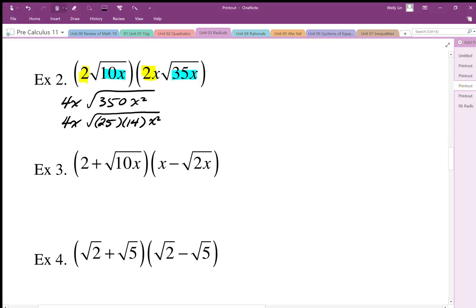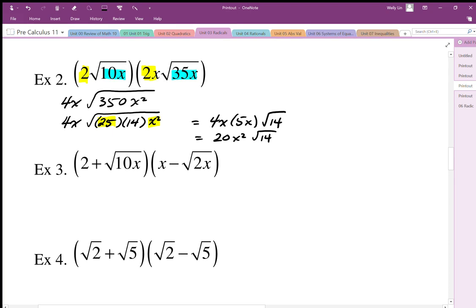Now because these parts are perfect squares, they need to come outside the square root. So we end up with 4x times 5x, and then what's left inside the square root is 14. So we end up with 20x squared square root 14.